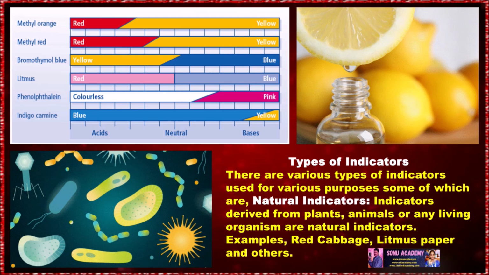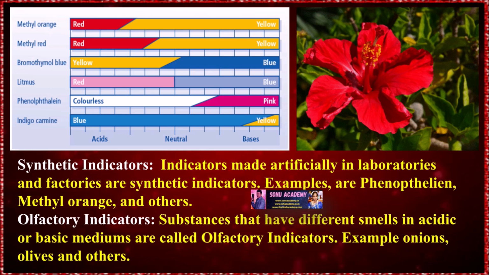Children, types of indicators. There are various types of indicators used for various purposes. Natural indicators: indicators derived from plants and animals or any living organisms are natural indicators. Examples: red cabbage, litmus paper and others. Synthetic indicators: indicators made artificially in laboratories and factories are synthetic indicators. Examples are phenolphthalein, methyl orange and others. Olfactory indicators: substances that have different smells in acidic or basic mediums are called olfactory indicators. Examples: onions, vanilla and others.